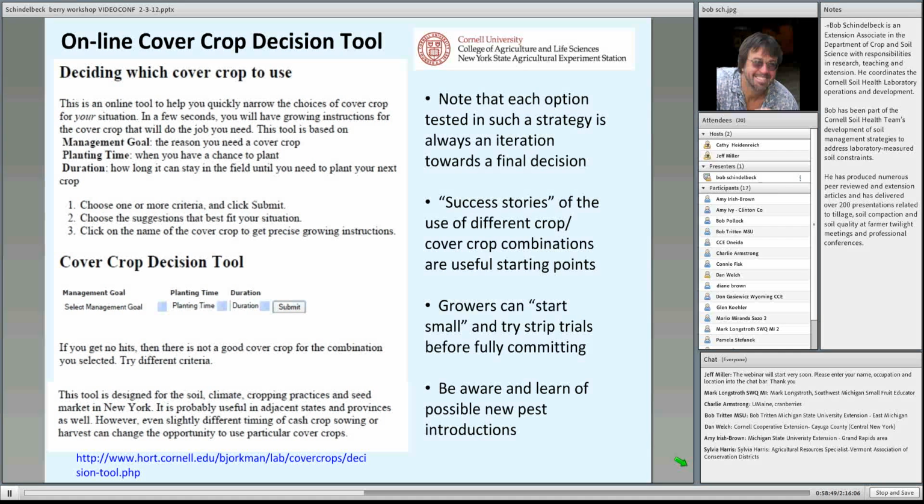Growers often start small, and we recommend this, using strip trials or half of a field managed one way or another way to learn on their farm what works or what they find just won't work for them. Also, as we enter into new worlds of cover crops and different rotations, we can also introduce new pests and problems that we didn't have before because we weren't using these strategies. So again, we have to be vigilant and ready to learn whatever's necessary to move forward.